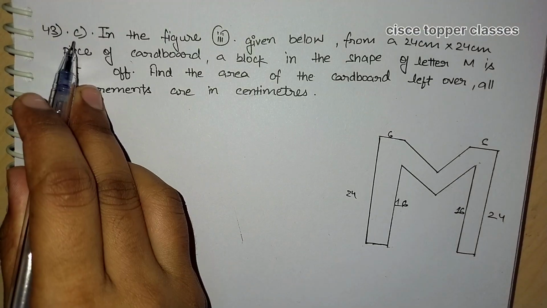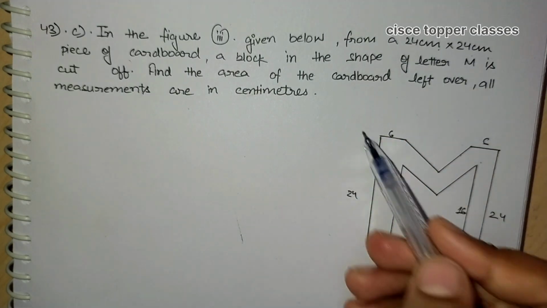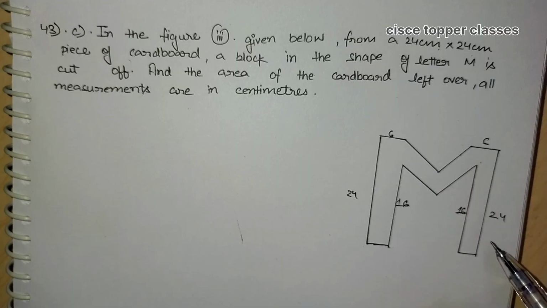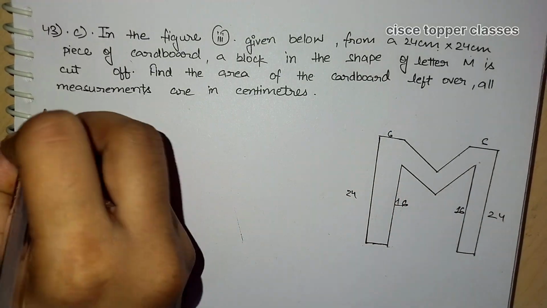Let us solve here 43 third part. In the figure given below, from a 24 centimeter into 24 centimeter piece of cardboard, a block in the letter of M is cut off. Find the area of the cardboard left over. All measurements are in centimeters.